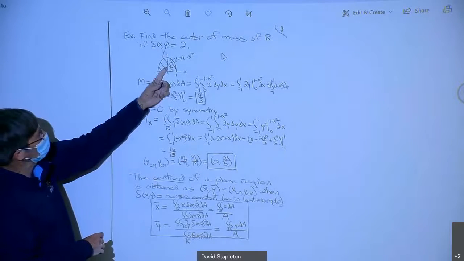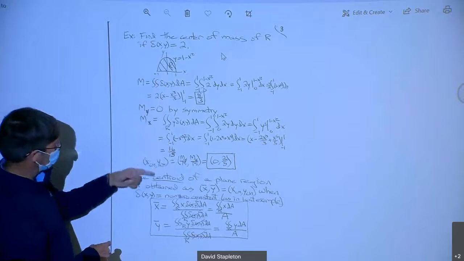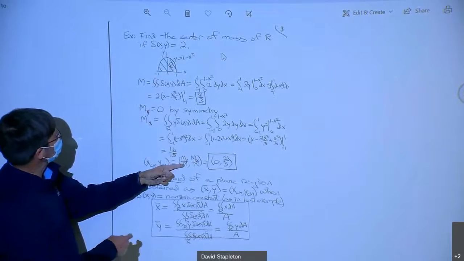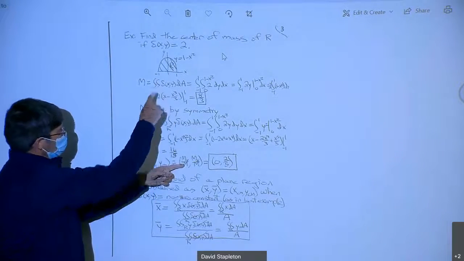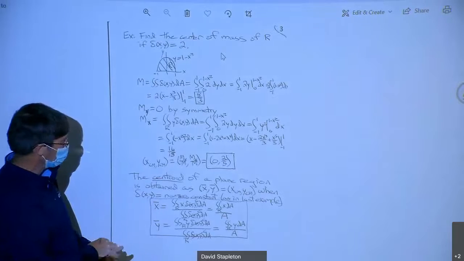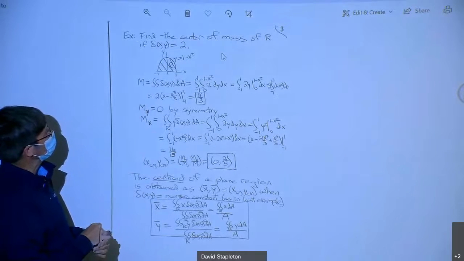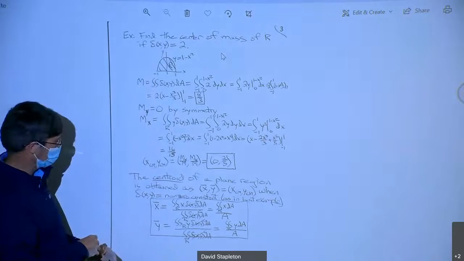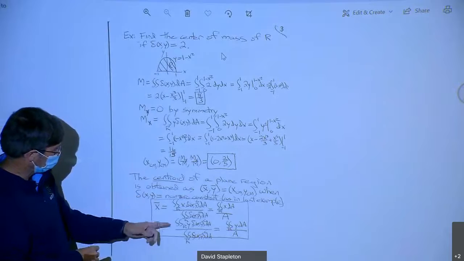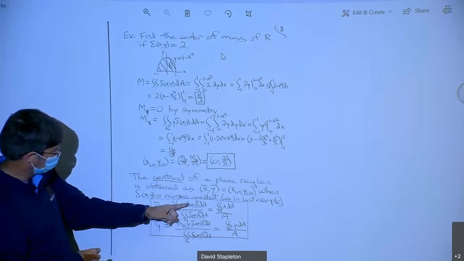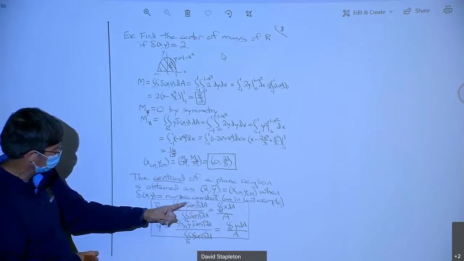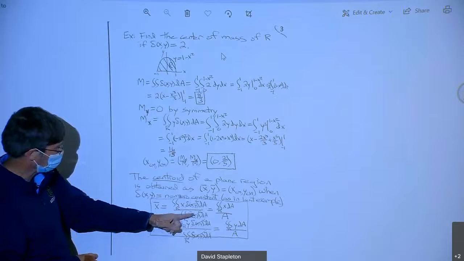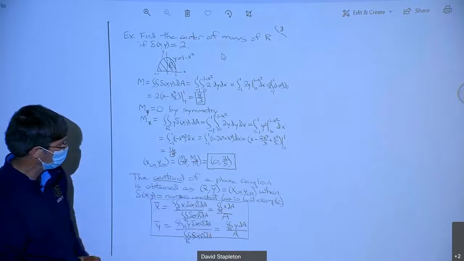This 2 that I put in here is a constant, right? When I compute My over m, 2 comes out of the My integral and 2 comes out of the m integral and it cancels. I didn't actually need to put the density in there if it's a constant, because they would have canceled. So in other words, if the density is constant, we can cancel it in My over m and just write that as the double integral of x dA over the area of the plate, right?